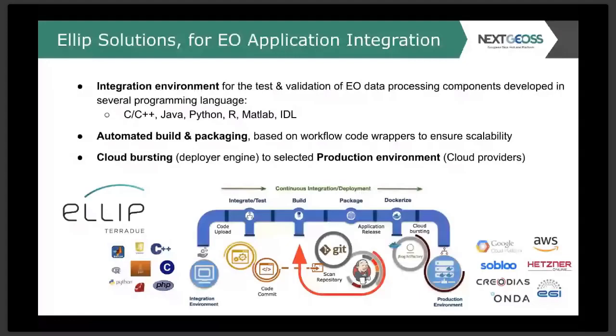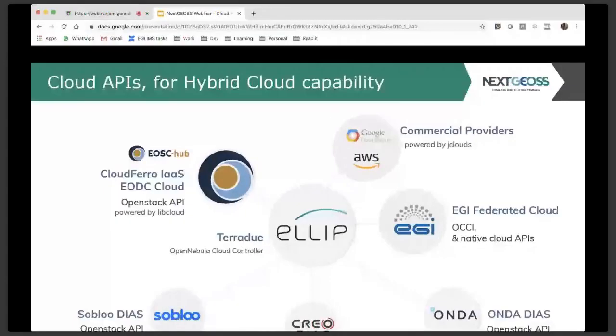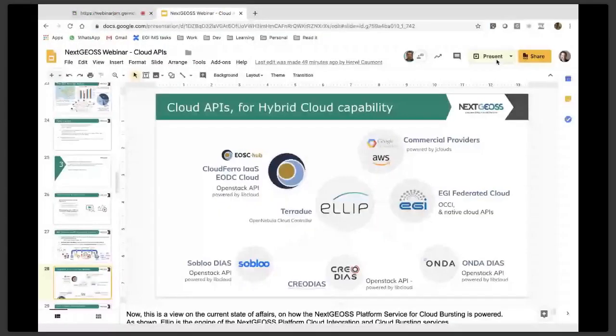So on the NextGEOSS platform, the service for cloud bursting is powered by an engine on Terradue Cloud Platform.